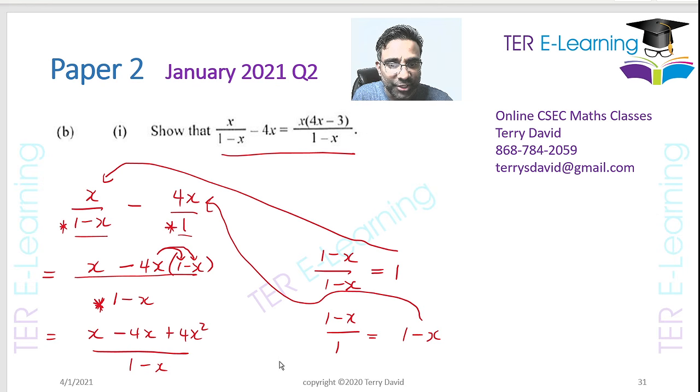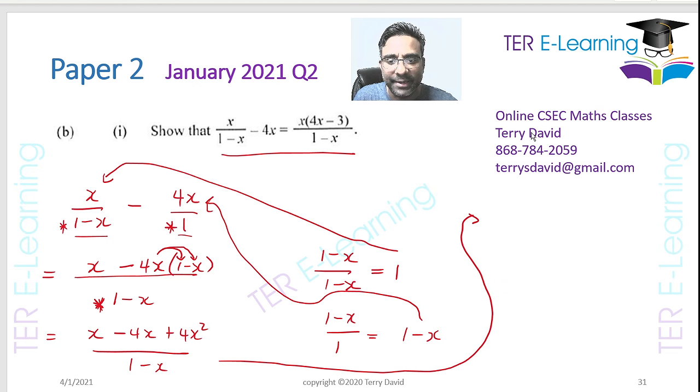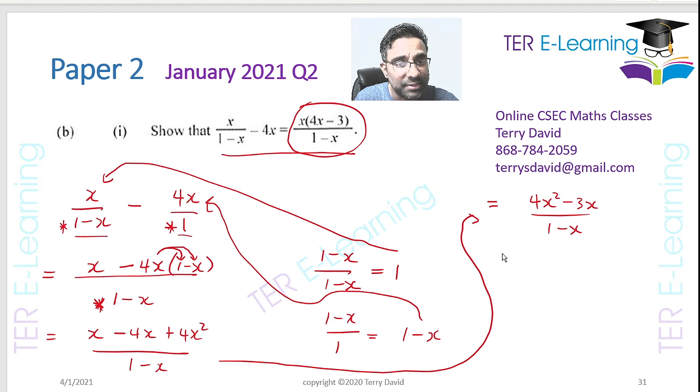So we're not finished yet, and I don't have enough space here, so I'm going to come across to the side here. Now I'm going to try to simplify that top part. So x minus 4x is going to give me minus 3x. So this is going to be 4x squared minus 3x divided by 1 minus x. Now we still haven't gotten this answer yet, but we're close.